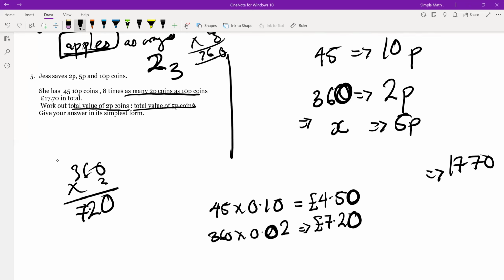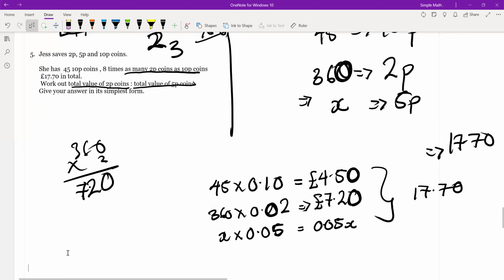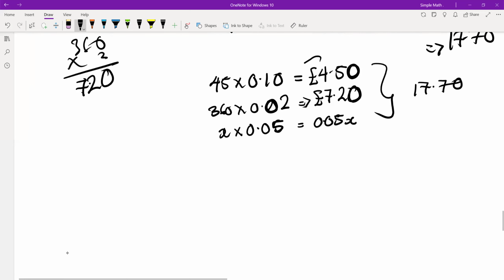Okay, yeah, times 0.02. And then the last one, x, we don't know. We'll just say x times 0.05. So this will just be 0.05x. So everything here should add up to 17.70. So we keep going. So let's add these ones. These two, we add them together.